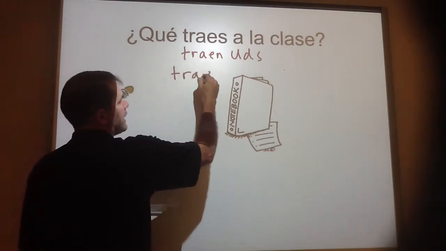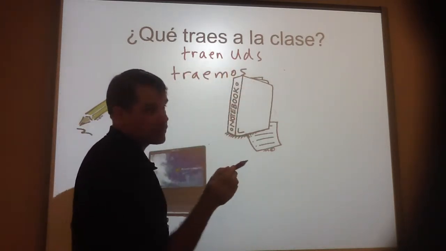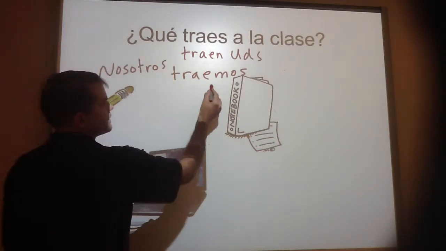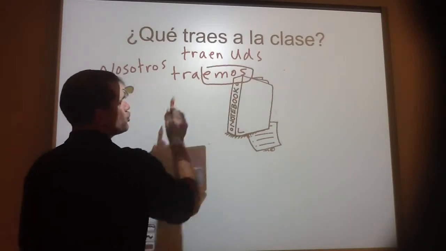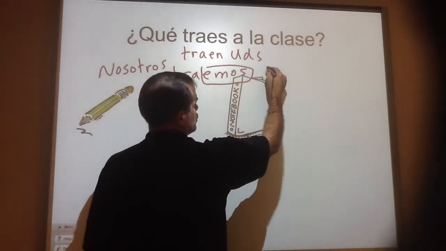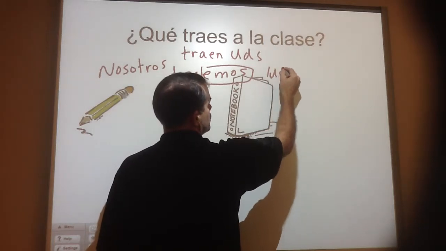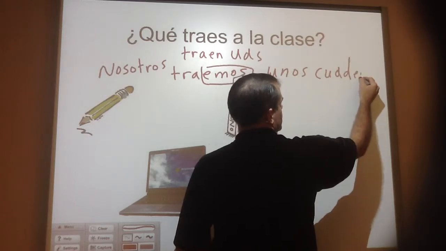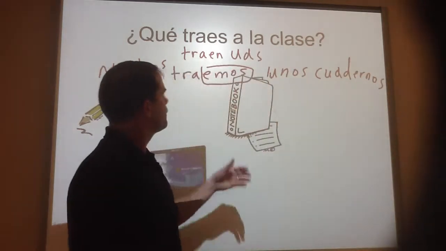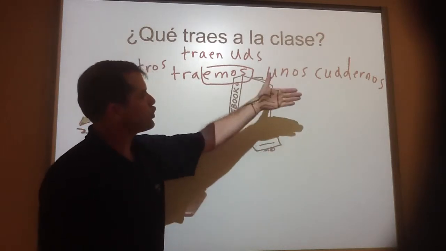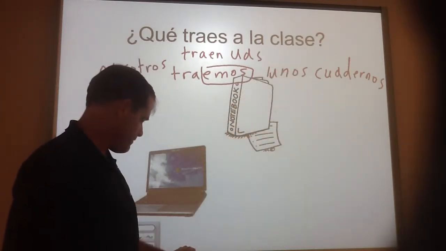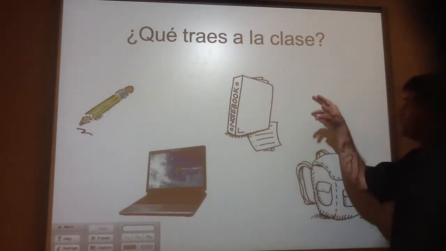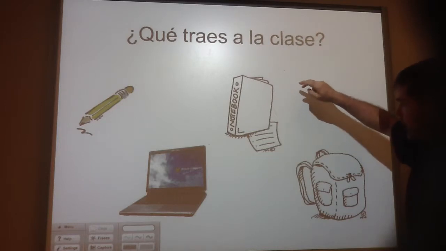So, remember that traer is regular except for the yo form, so nosotros is a regular form. We just take off the ER and we add emos, traemos unos cuadernos. Nosotros traemos unos cuadernos. Okay? Or nosotros traemos una mochila.